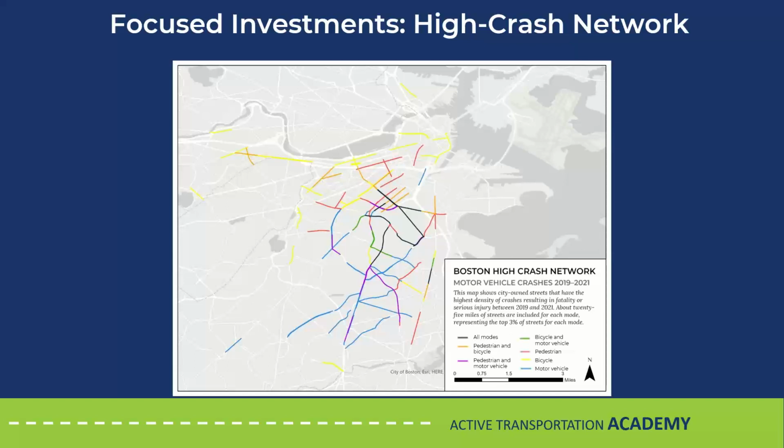And while the motor vehicle high crash network, shown in blue, is concentrated in the neighborhoods in the southern half of the city, away from downtown. There are also numerous routes on the high crash network for all modes, shown here in black and concentrated at the border between those two areas.